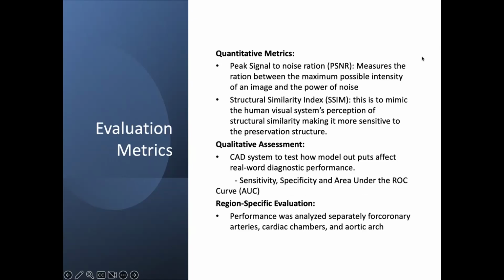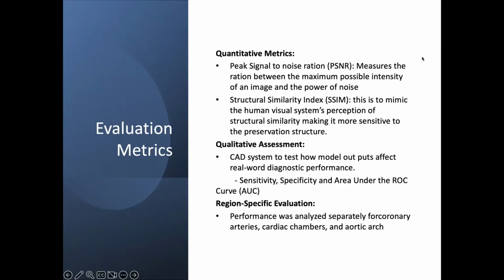This is also another part of my method, and how to evaluate it. After the method, my evaluation metric will be divided into three sections: quantitative metrics, qualitative assessment, and region-specific evaluation. For the quantitative metrics, we're focusing on general quality metrics that are widely used in image processing, which are the peak signal-to-noise ratio and the structural similarity index.